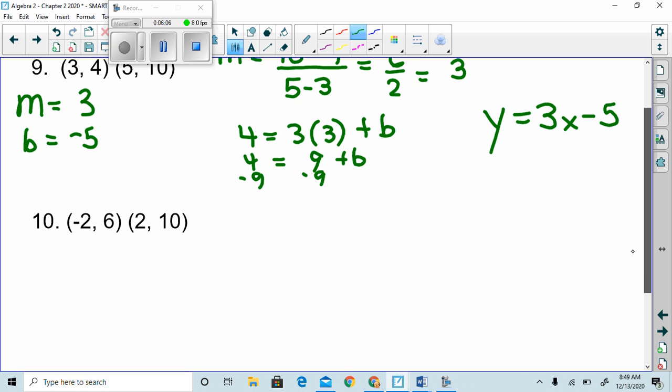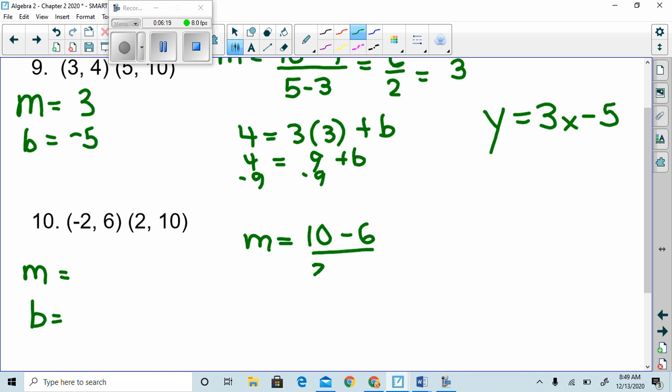One more review problem here. We're going to be solving for slope first. We need slope, and we need a y-intercept. Given 2 points, we'll find the slope, 10 minus 6 over 2 minus a negative 2. Change means we're subtracting, add the opposite. Simplifying, we get our slope is equal to 1.